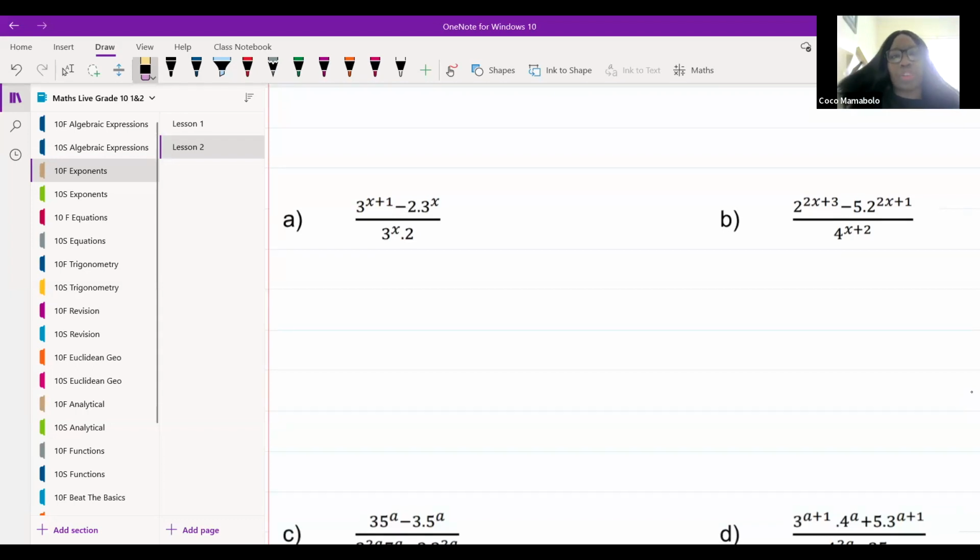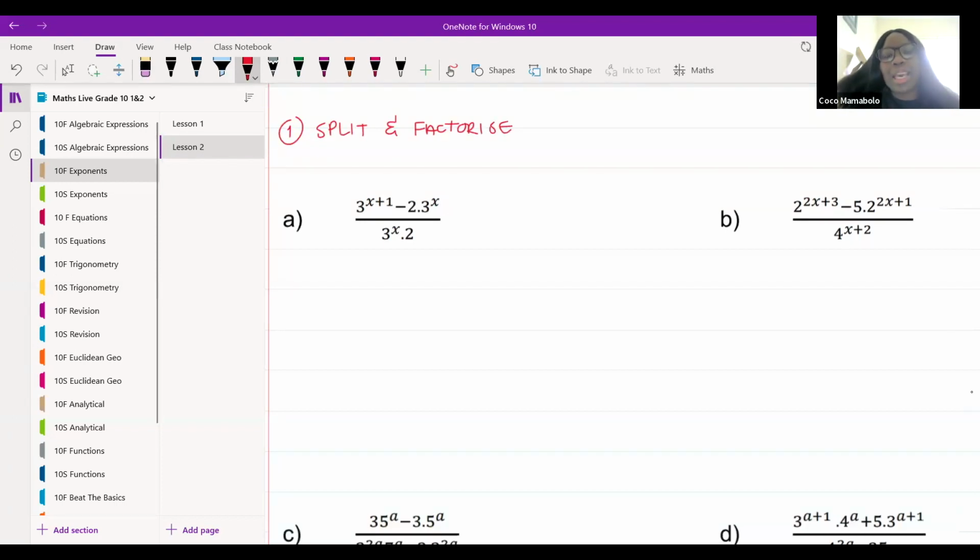We're first going to factorize, but because these things are kind of put together, we can see that there's a 3 to the power of x plus 1. What we're going to do is we're first going to split and then factorize.